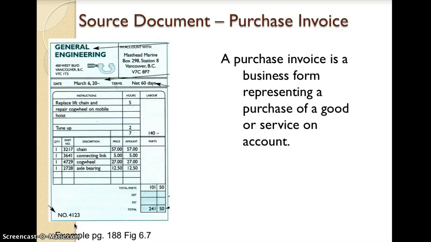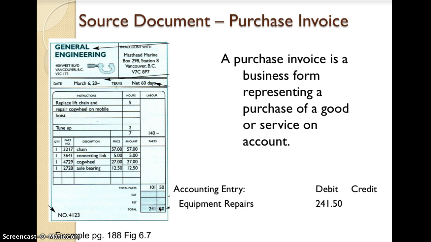Now let's look at a purchase invoice. A purchase invoice is a business form representing a purchase of a good or service on account. In the example on the left, our company has made a purchase from General Engineering on March 6th, and we have 60 days to pay. This explains all of the service rendered for our repair, and the total is at the bottom. For this transaction, we are going to debit equipment repairs and credit our accounts payable to General Engineering.